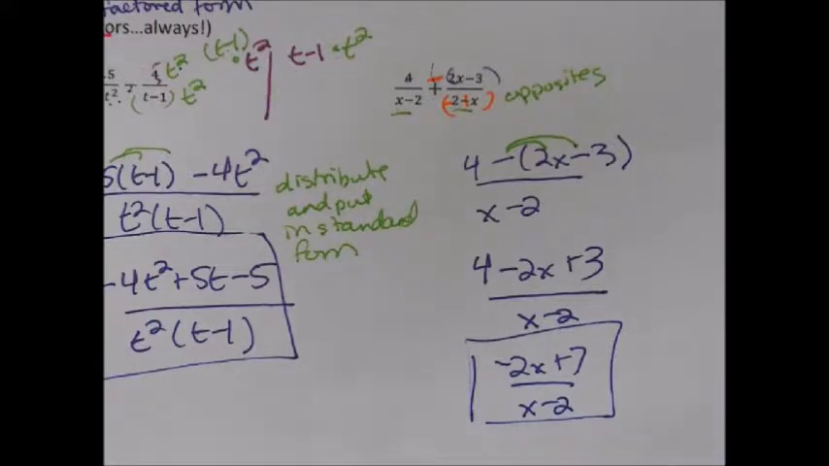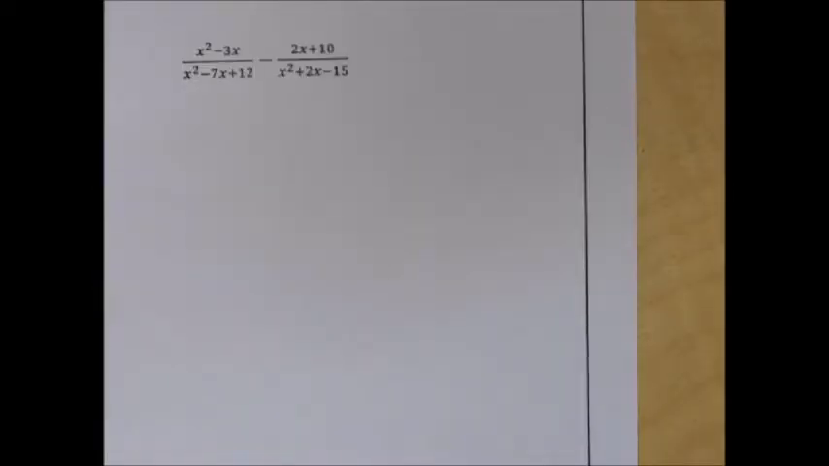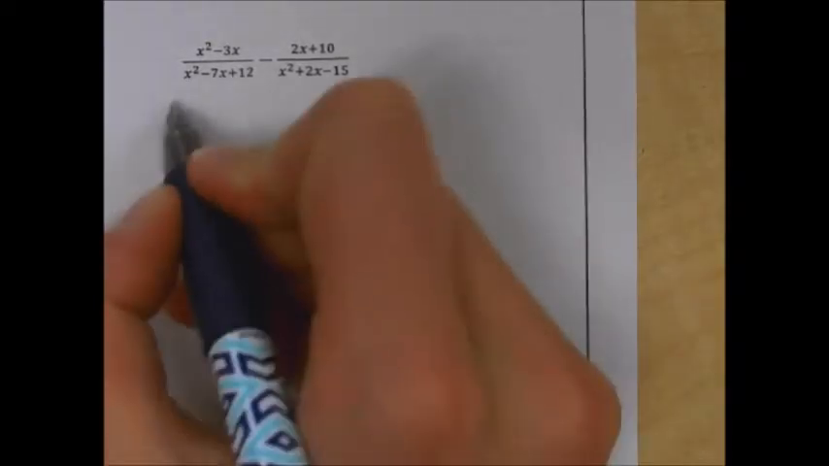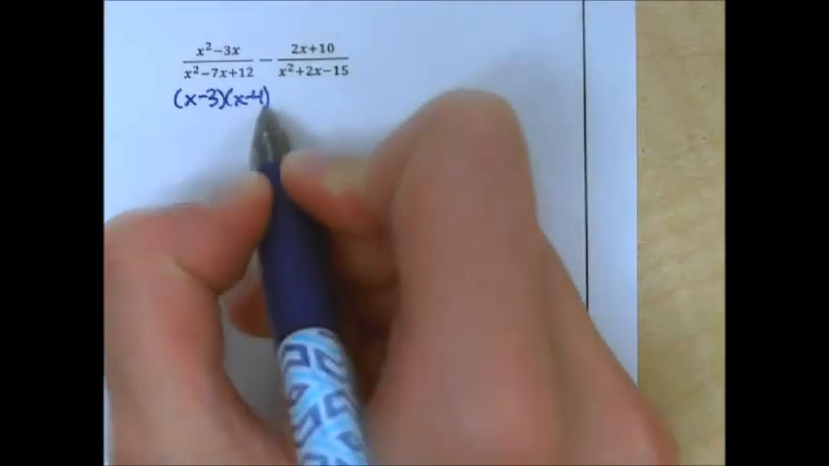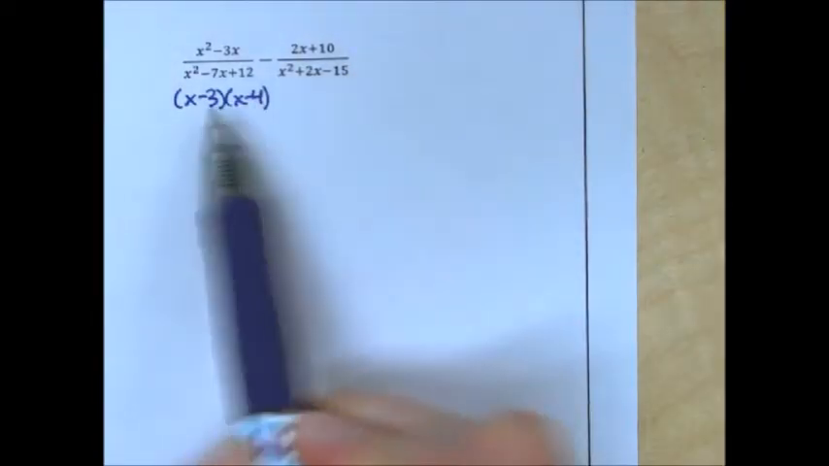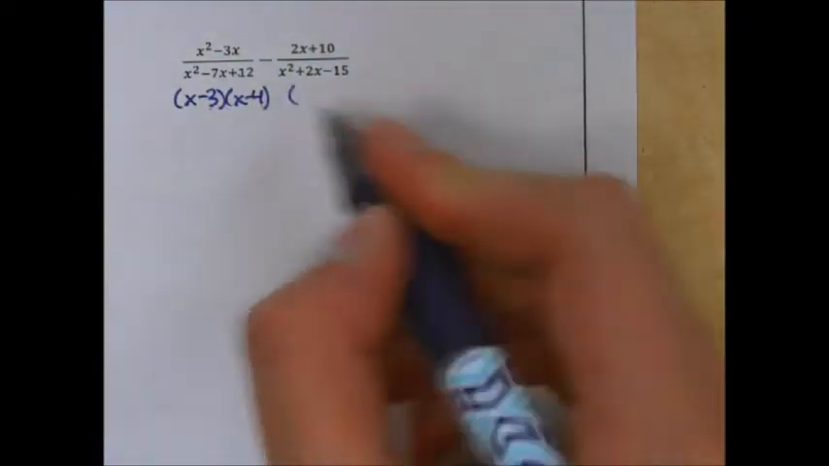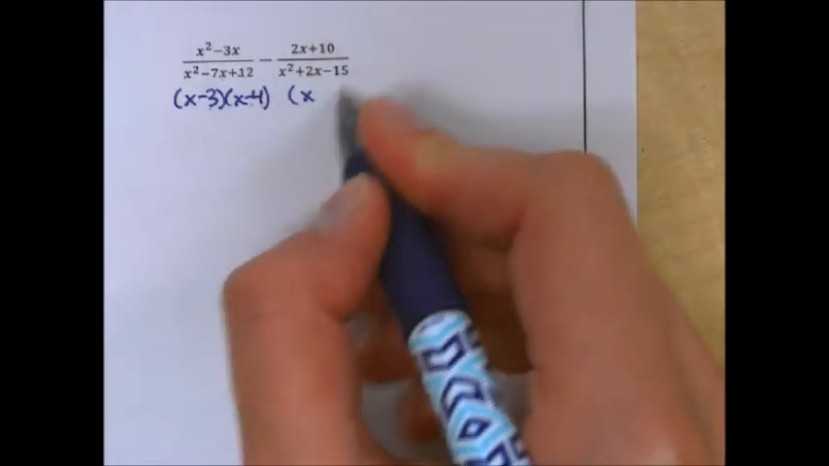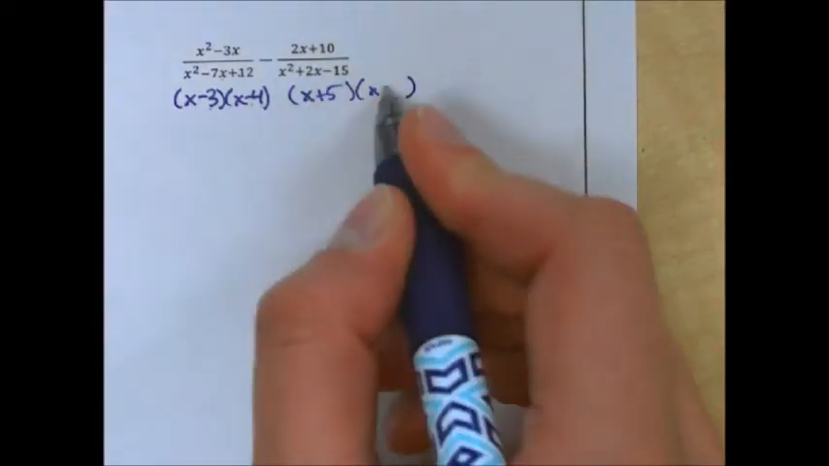Let's go to the next one. For this one, we're going to be subtracting. And so what we have to do first is factor our denominator. So let's go ahead and factor it. That's going to be x minus 3, x minus 4. 3 times 4 is 12, negative 3x, negative 4x gives me negative 7x. See, it's going to be x plus 5 minus 3.